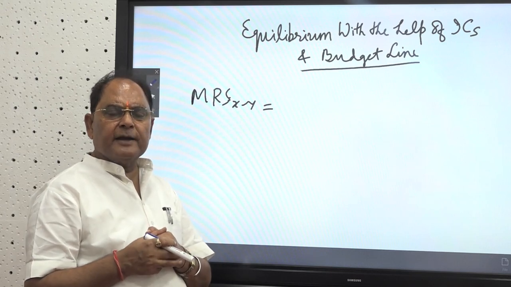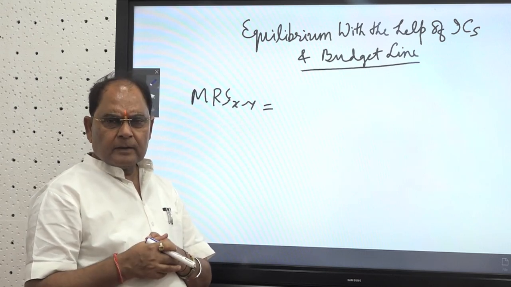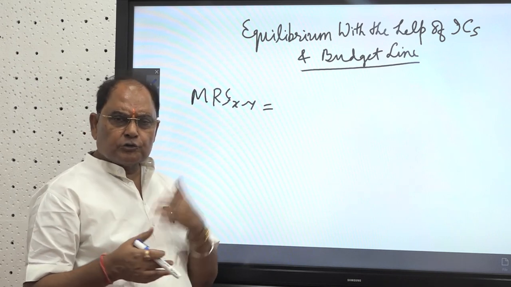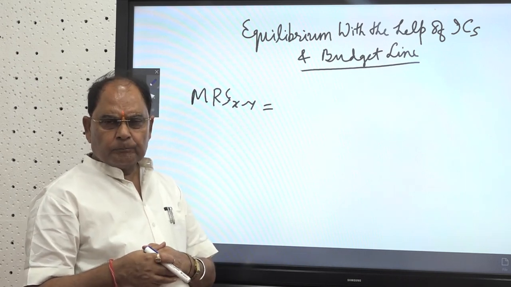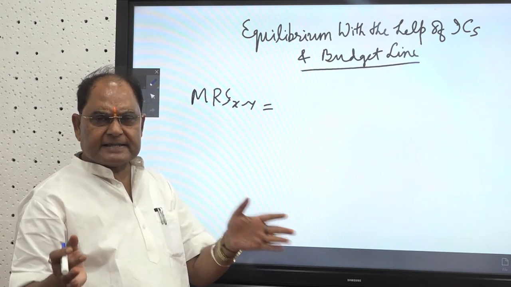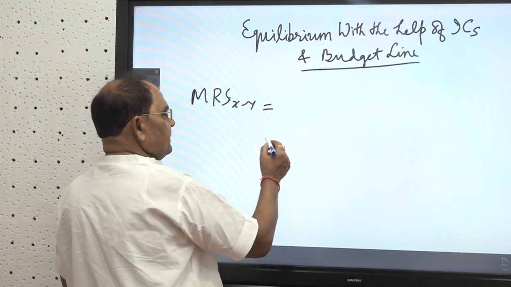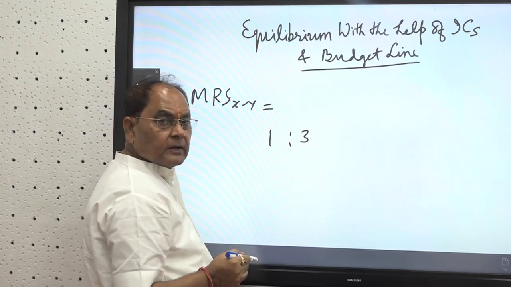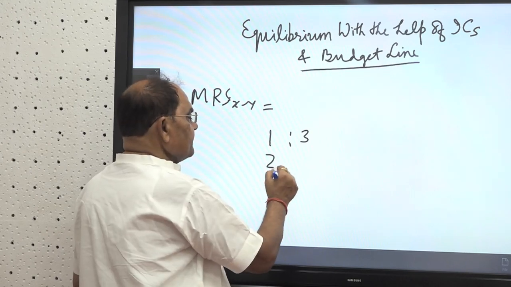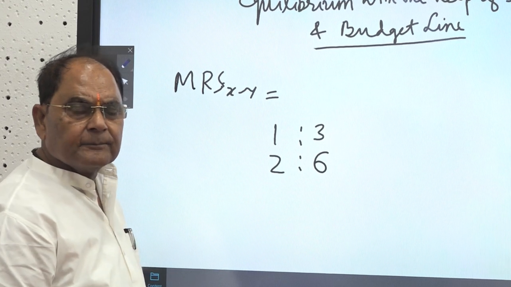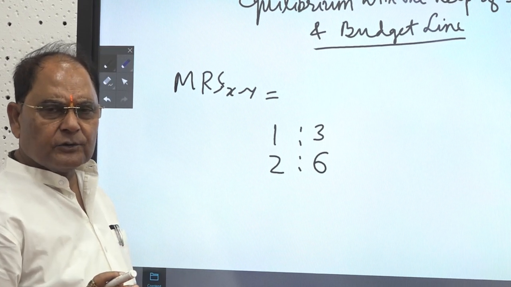In a scooter, you have two tires. So wherever one scooter is demanded, two tires will be demanded. And if we include the Stepney tire also, then it makes 3. So the combination will be 1 scooter to 3 tires. Supposing 2 scooters are demanded, then the tires will go in the ratio of 6. There cannot be any other ratio.